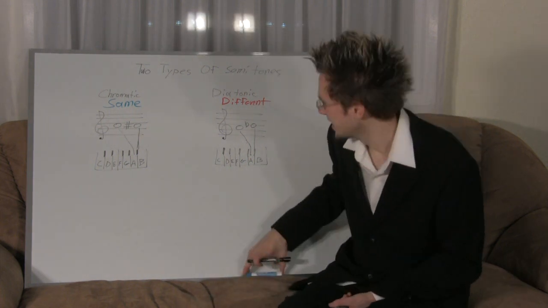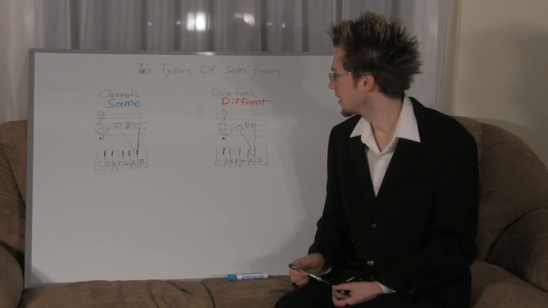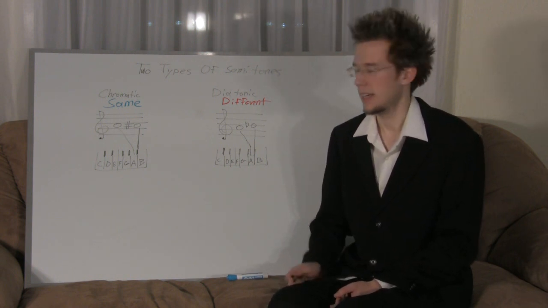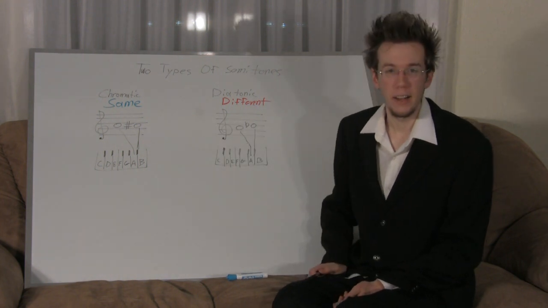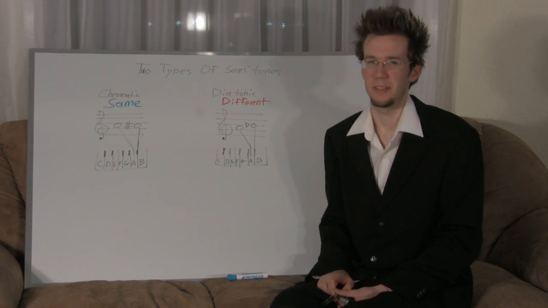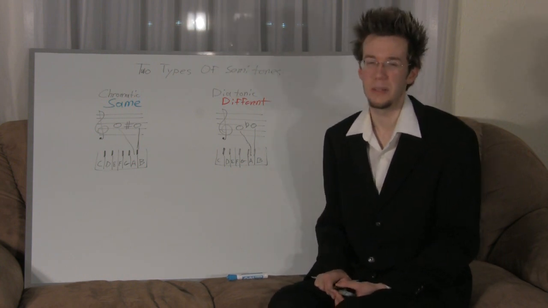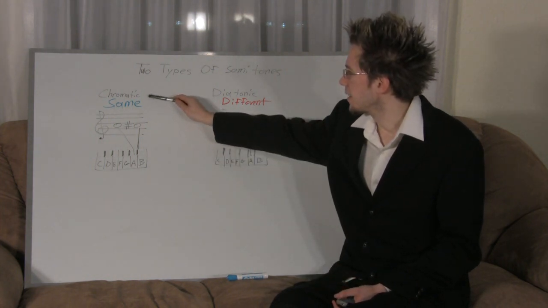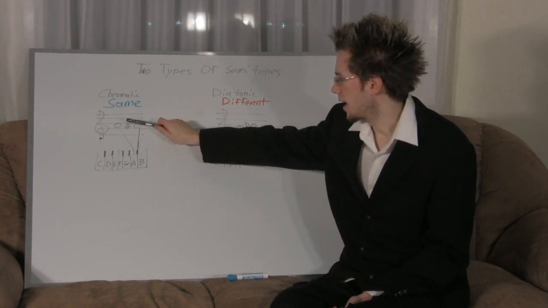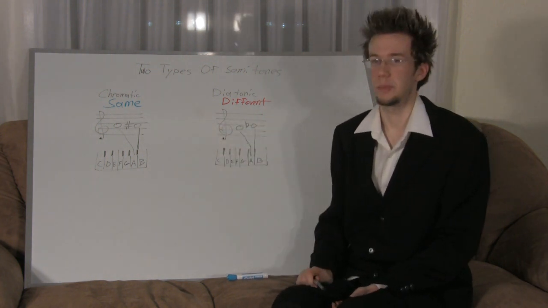Anyway, chromatic is very, very simple. All you have to think of is same. And diatonic, think of different. Now, what are the same and different about? It's actually talking about where you draw them on the sheet music. So notice here I have a chromatic semitone. Where do I have them drawn? I have them both drawn on the same space.